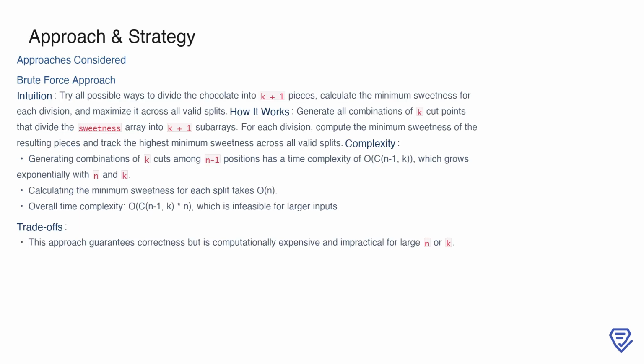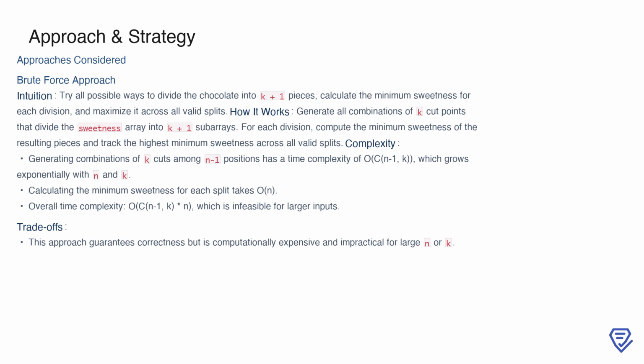To start, let's discuss the brute force approach. The main idea here is to try all possible ways to divide the chocolate into k plus 1 pieces, calculate the minimum sweetness for each division, and then maximize this minimum sweetness across all valid splits. This involves generating all combinations of k cut points to divide the sweetness array into k plus 1 subarrays. For each division, we compute the minimum sweetness of the resulting pieces, tracking the highest minimum sweetness overall.